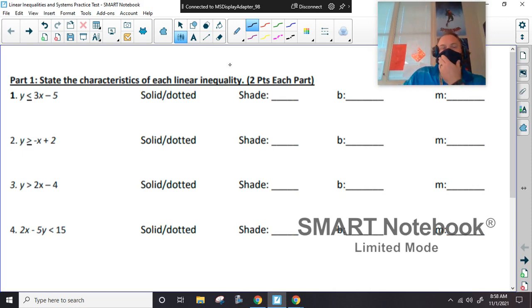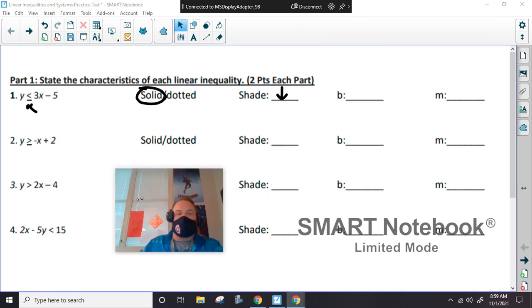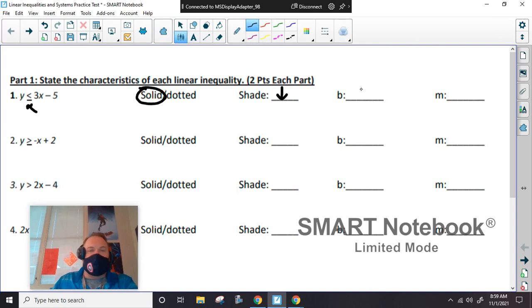All right. So, number 1, is this solid or dotted? This is going to be solid because it's got the line underneath it. We're going to shade below, or shade down, because the y is not being eaten. And then our b is -5, and our m is 3. You can actually do 3 over 1 just like that. That's absolutely fine. There's 8 points right there. Really easy way to get these points.